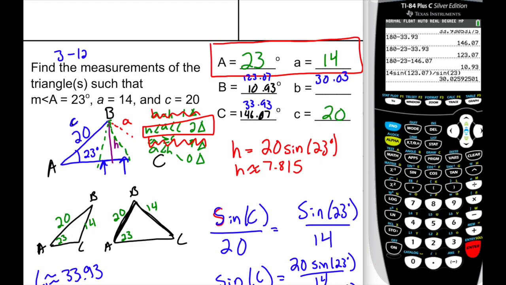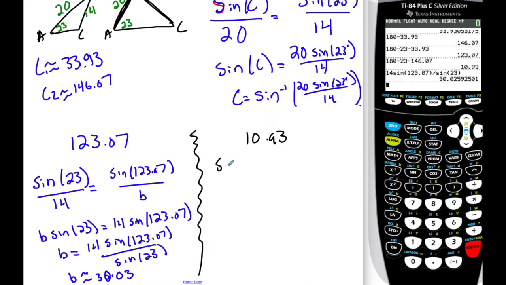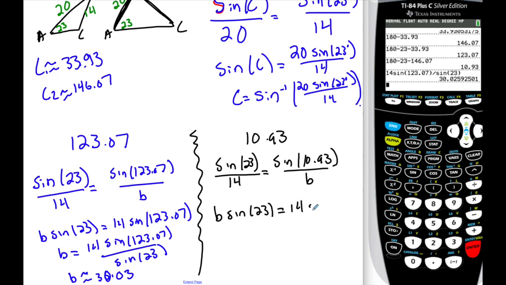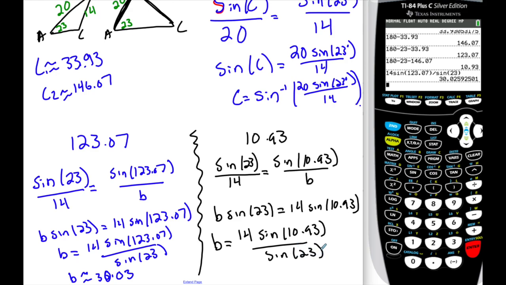All right. So now let's solve this one. It's going to be the same idea, right? So we start with the sine 23 over 14, and that's got to be equal to the sine. Now this time it's 10.93 because that's the angle opposite over b. So we'll get b sine of 23 equals 14 sine of 10.93. We divide by sine 23, and we get b equals 14 sine 10.93 over sine 23. Hopefully someone's come up with a better way to do this by now. One of you guys, I bet. You guys are pretty smart. You can figure that out.